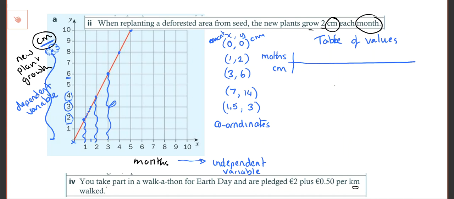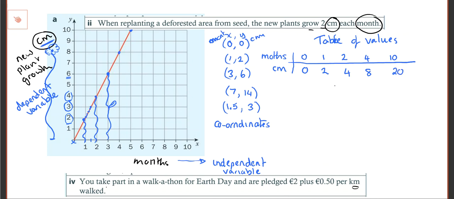And we can write our months as it's basically these numbers again, isn't it? 0 months, 0 centimetres, 1 month, 2 centimetres, 2 months, 4 months, 8, 10 months.